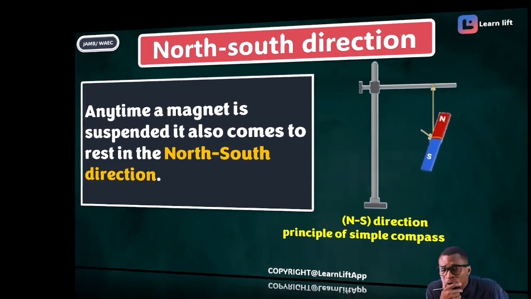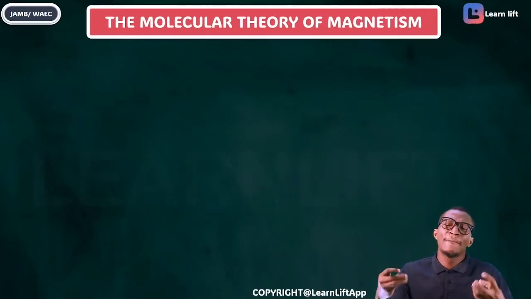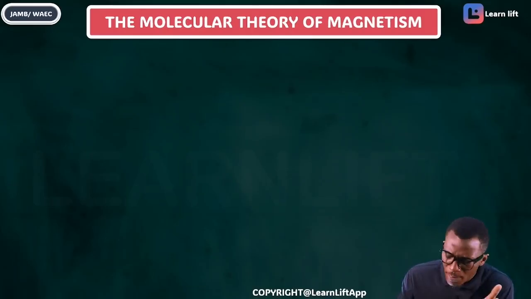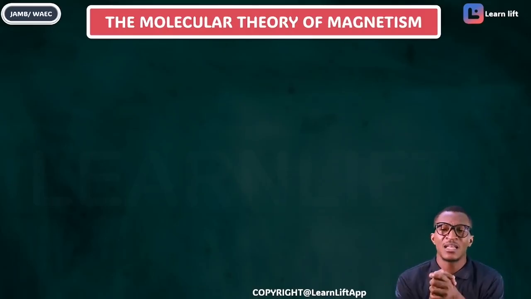Do you understand that? Now, let's talk about the molecular theory of magnetism. Because we know that magnets help to attract other materials. Where does this thing come from?